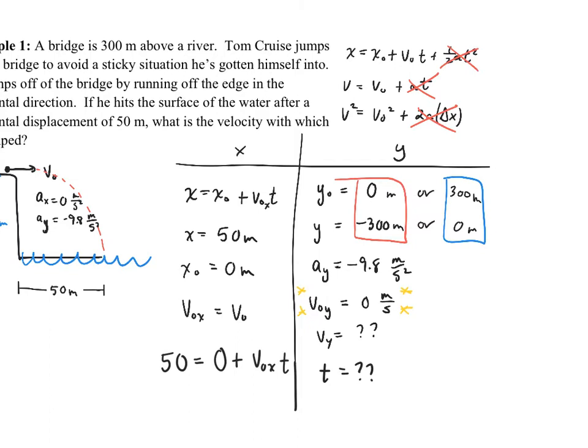At the release, like when he jumps. Yeah, when he jumps off the bridge. That's the only velocity we care about. So our problem is asking us for this right here. We don't care about this. It's not given, and we're not asked to find it.